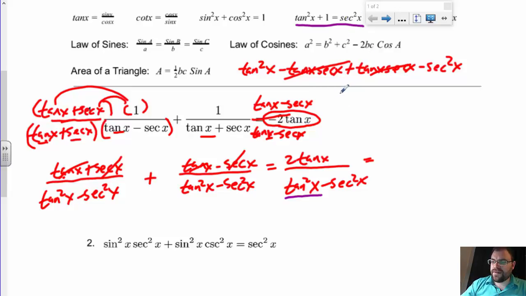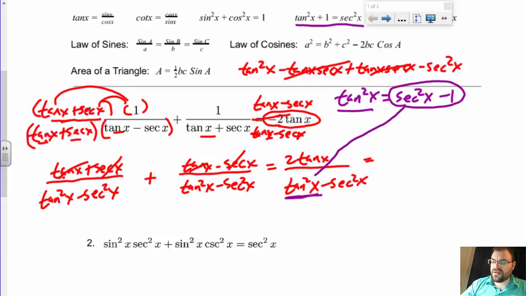Okay, I'm going to rearrange it and say that I'm going to subtract 1 from both sides of this equation. So what I'm going to say then is that tangent squared x is in fact the same thing as secant squared x minus 1. I just subtracted 1 from here and from here. So I can see here that this tangent squared x is the same as this tangent squared x. So I'm going to take this secant squared x minus 1 and substitute it into here for tangent squared x. Okay, that's what I'm doing.